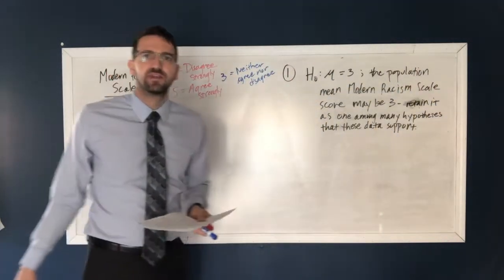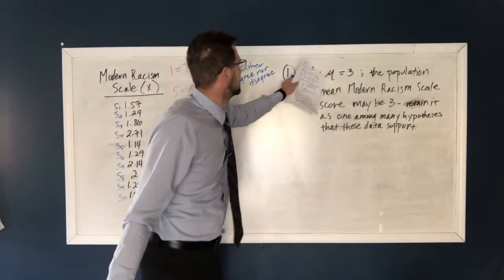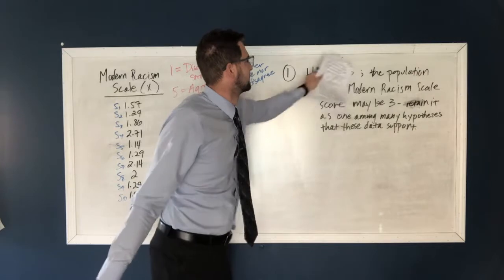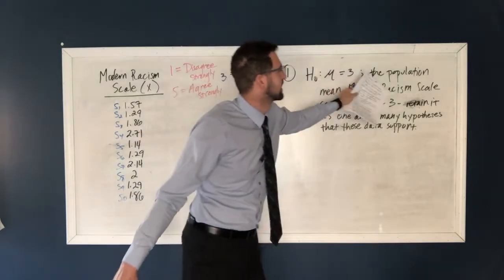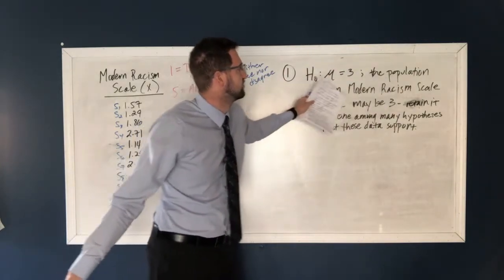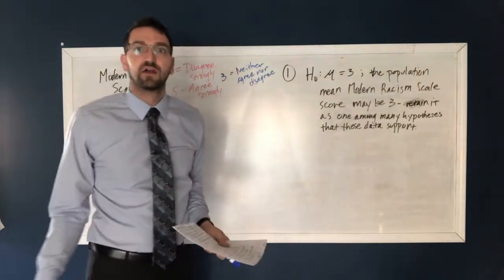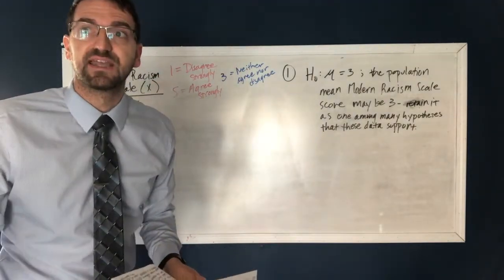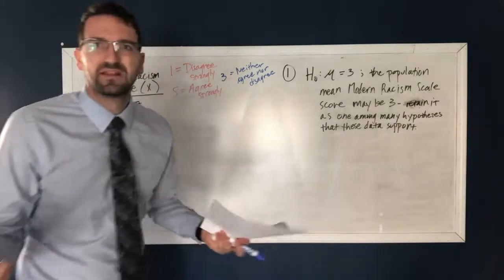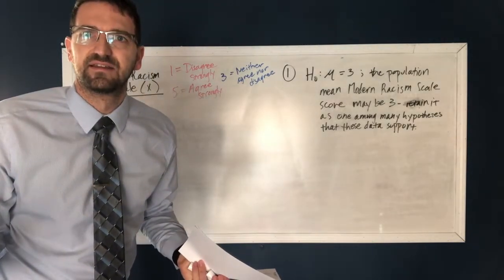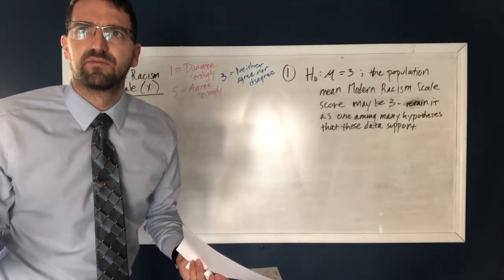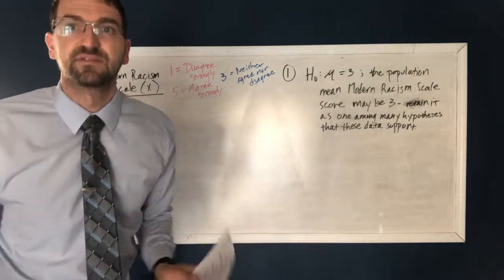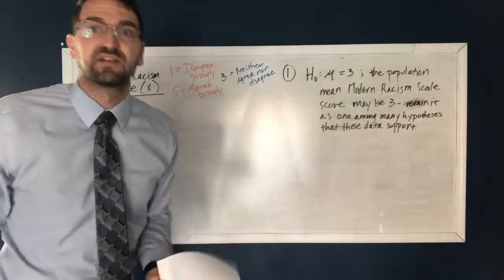Okay, so the null hypothesis is mu equals 3. The population mean modern racism scale score may be 3. So if it's 3, that means on average in the population, people are scoring in the middle of the scale. The middle seems to represent ambivalence, like I was saying. It's like, I don't agree or disagree.